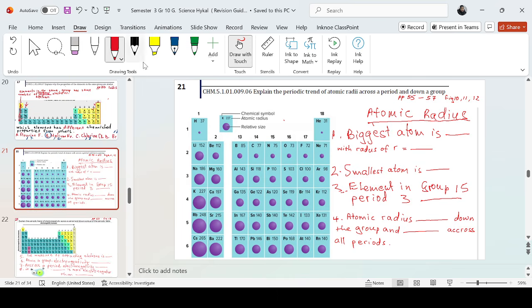We come to this one. Explain the periodic trend. Trend means a pattern. Pattern in atomic radius across a period. Period, it means from here to there. This is a period. And down a group. When we go down, going down.